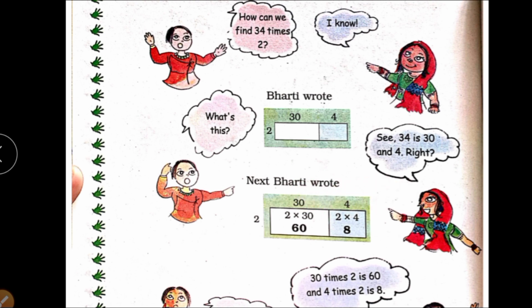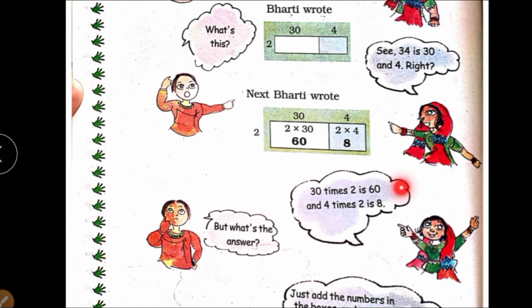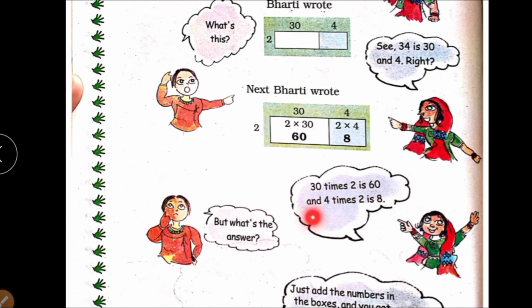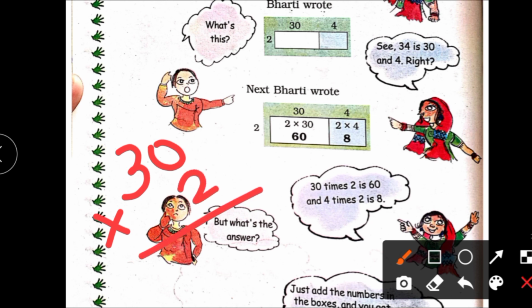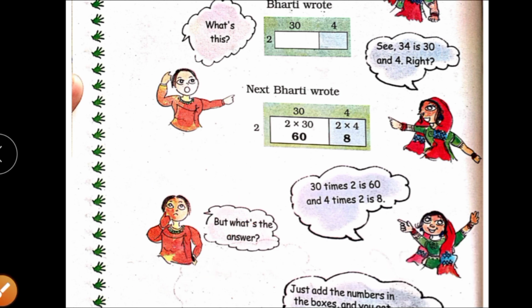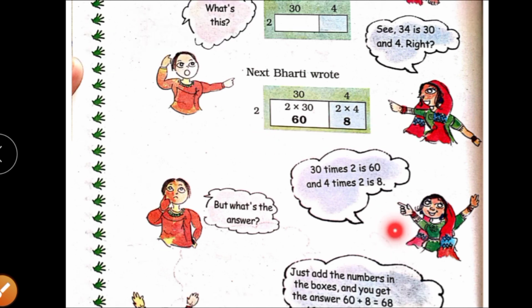Next, Bharti wrote 30 multiplied by 2. 3 2s are 6, so 60. And 2 multiplied by 4. 2 4s are 8. 30 times 2 is 60, and 4 times 2 is 8. Thirty multiplied by 2. 0 2s are 0 and 3 2s are 6. Okay. So 3 2s are 60 and 2 4s are 8.